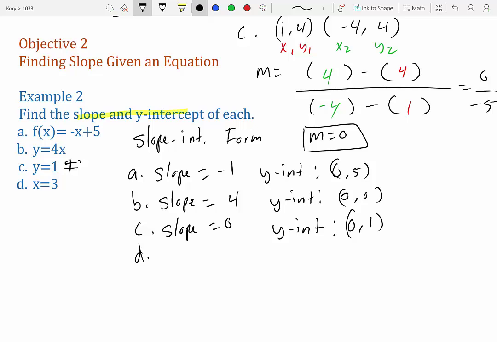Next, we have x equals 3. Now, if we take a look at that one, that's a vertical line. Vertical lines don't have a slope. So that's when you have an undefined slope. And it does not have a y-intercept. Since it only goes up and down, it doesn't cross the y-axis. But it does cross the x-axis at (3, 0).